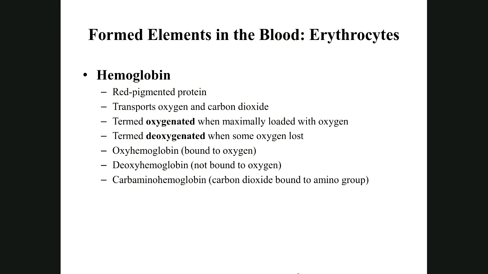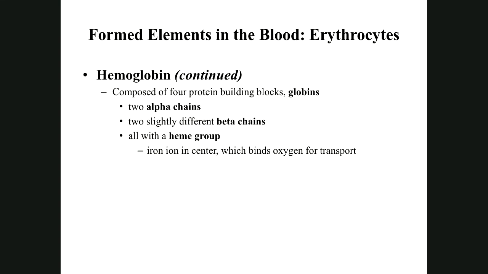Now again, this is a red pigment. Hemoglobin contains 4 subunits, 4 globins, okay, 2 alphas and 2 betas. I don't care if you know that. I just want you to know it contains 4 subunits, and each subunit has 1 heme group in the middle. The heme group is where the oxygen binds, and you need to know that one of the key features of this heme is that it contains iron in the center. The oxygen binds to the iron in the center of that heme group.